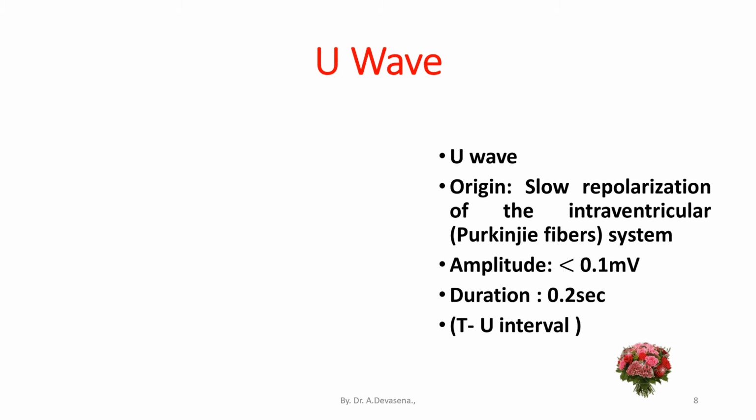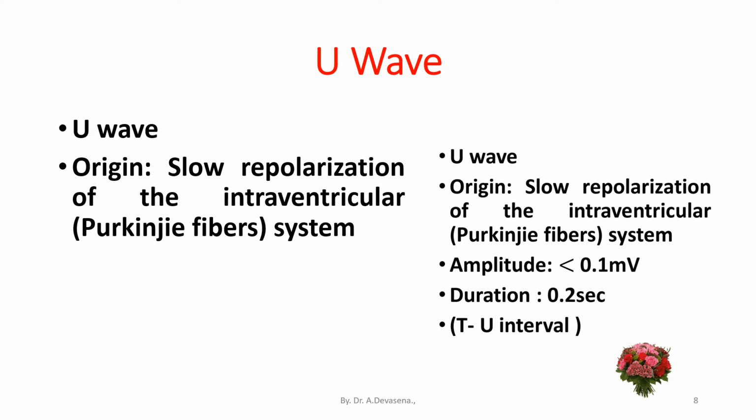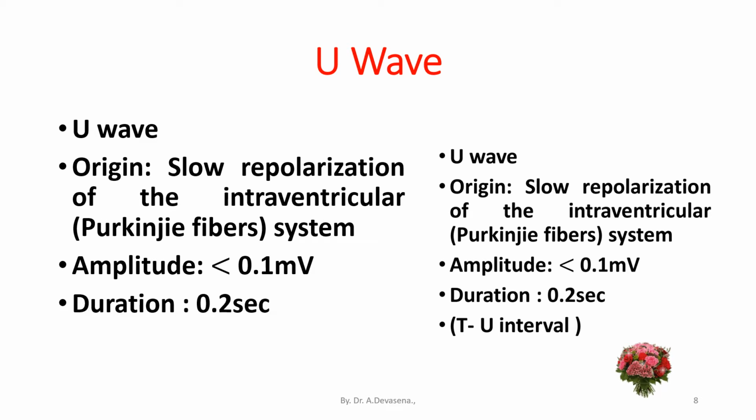U wave. The origin of the U wave is slow repolarization of the intraventricular, that is Purkinje fiber systems. The amplitude of the U wave is less than 0.1 millivolts. The duration of the U wave is 0.2 seconds.